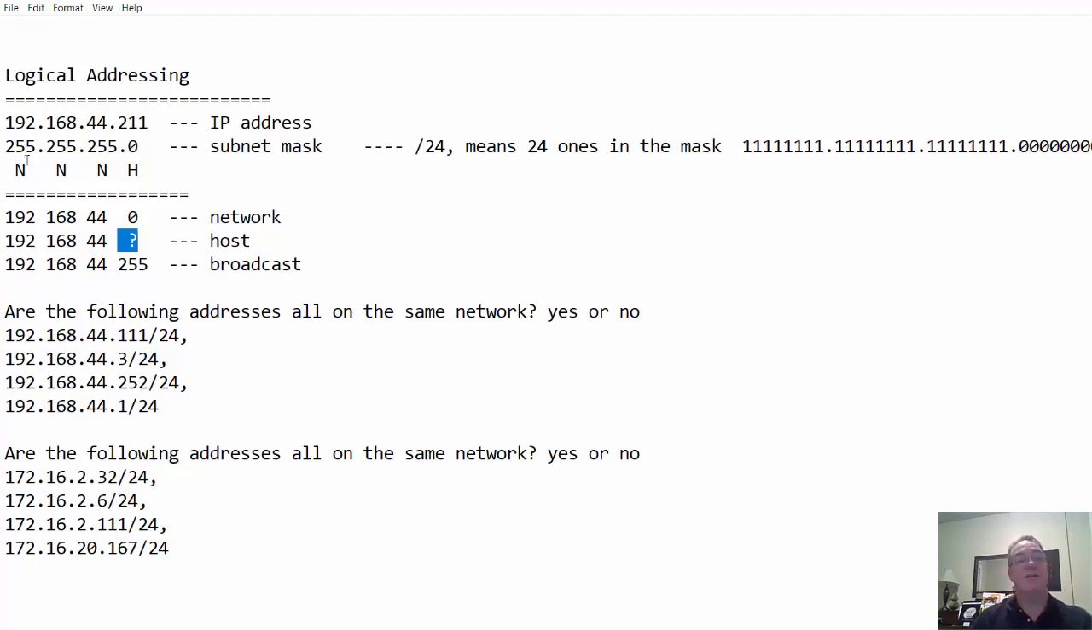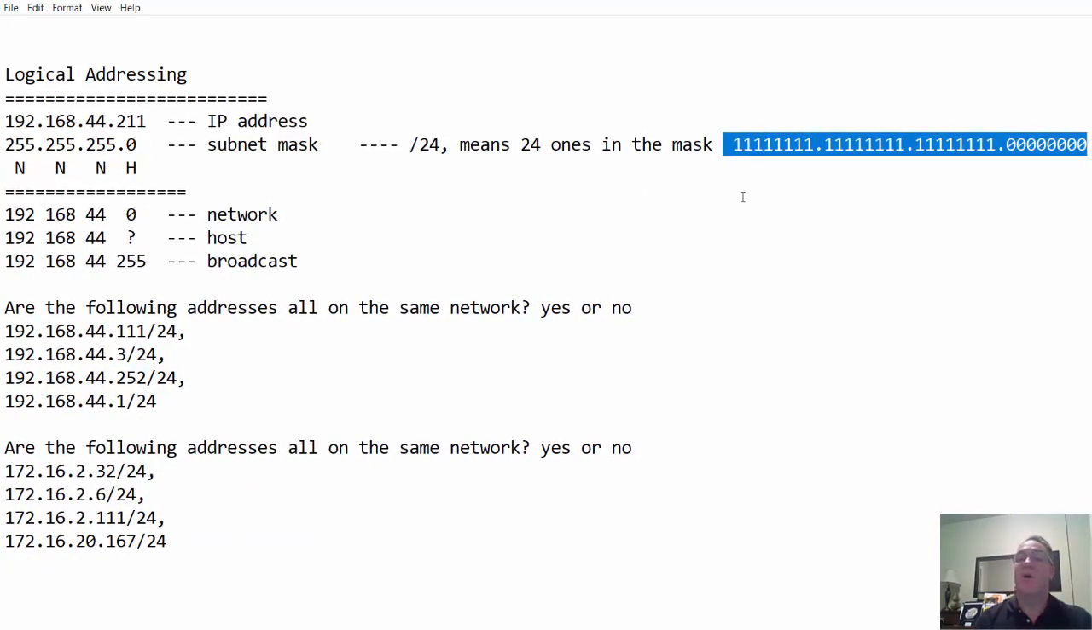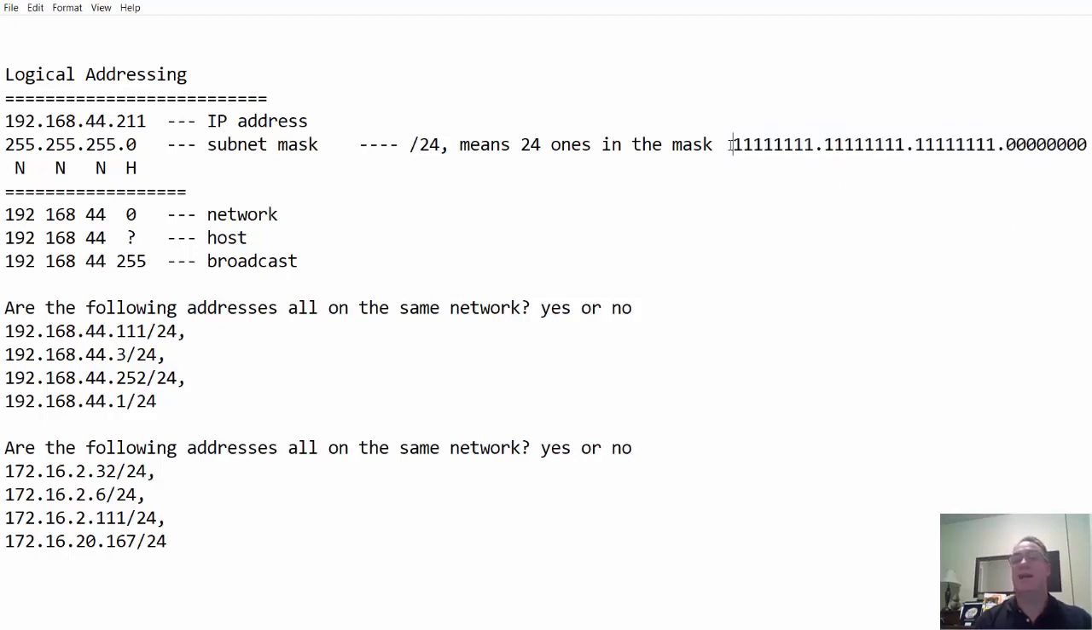Now, oftentimes you'll see the subnet mask written with /24. The /24 means there's 24 ones in the subnet mask. In other words, if I take this subnet mask right here, 255.255.255.0, and write it in binary, it gets written like this: 8 ones, 8 ones, 8 ones, and then 8 zeros. This means 255.255.255.0 converted into decimal. But in binary, it's 24 ones in a row. So that's what the /24 indicates. It indicates that the subnet mask is this.